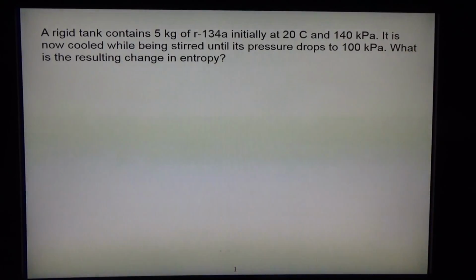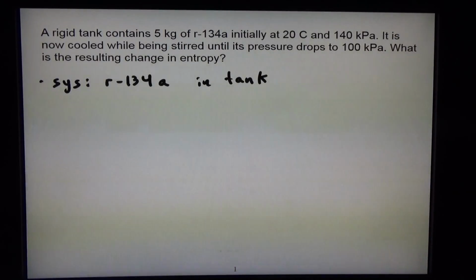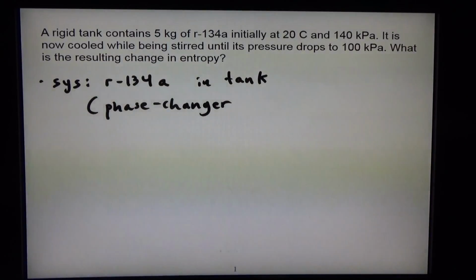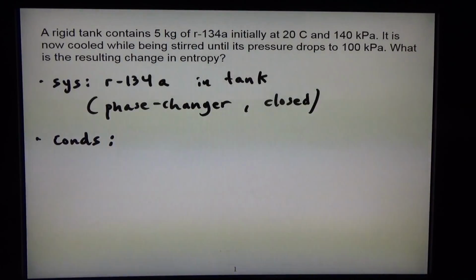So all we're looking at right now is what is the change in entropy of the substance. So here our system, we have our 134A in a tank. Our 134A is a phase change substance, and a tank is a closed system. There's no mass transfer in a tank. Next thing is we will talk about the conditions. We'll do the sketch last on this one since this is a closed system. We can actually draw the properties sketch.